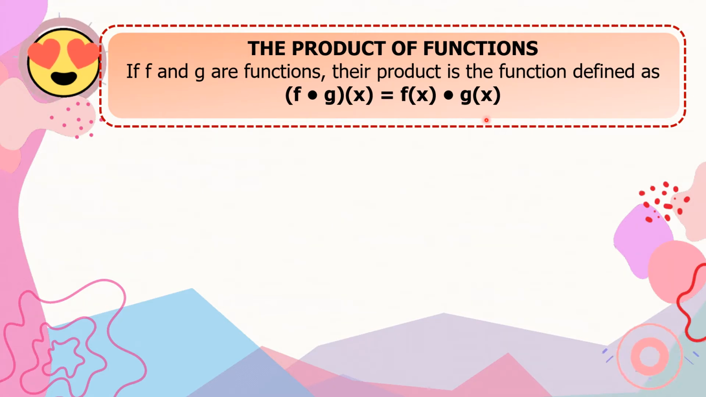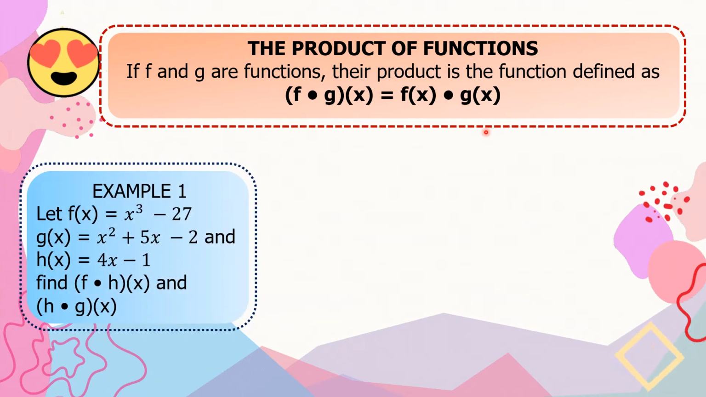So, paano ito nakuha? Ito ay sa pamamagitan ng pag-distribute or pag-multiply ng x sa f times g. So, x times f is equal to f of x, times x times g is equal to g of x. So, we have now f of x times g of x. So, let's have example number 1.